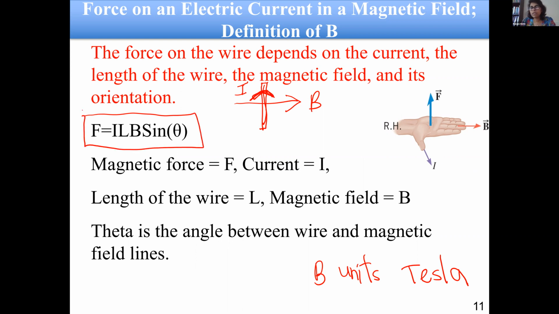I is the current of the wire that is inside the magnetic field. L is the length of the wire, B is the magnetic field, and sine of theta. Theta is the angle between B and I. Okay, the angle between B and I.